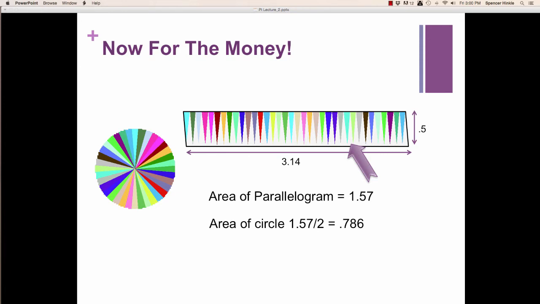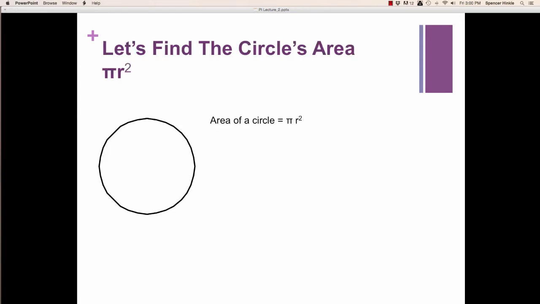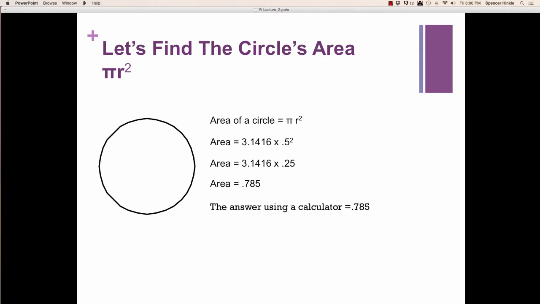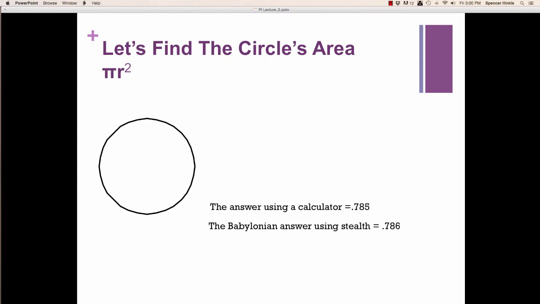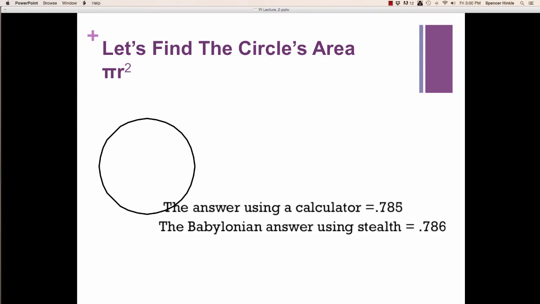Now let's revisit a slide you saw towards the beginning of the presentation where we calculated the circle's area using our calculator. The calculator version of our circle area is 0.785. Our version, the Babylonian version, is 0.786. Not bad, huh? Well, what would account for the difference? Well, different rounding is probably the reason why it's different.